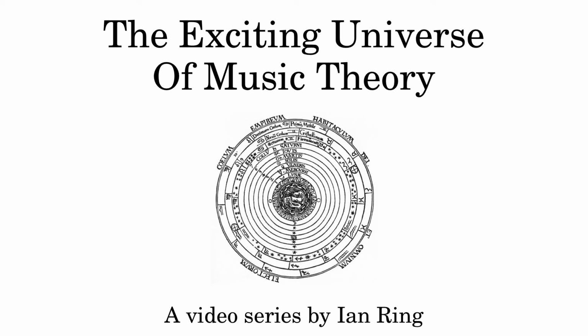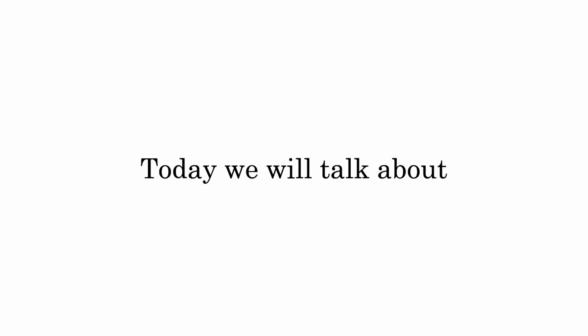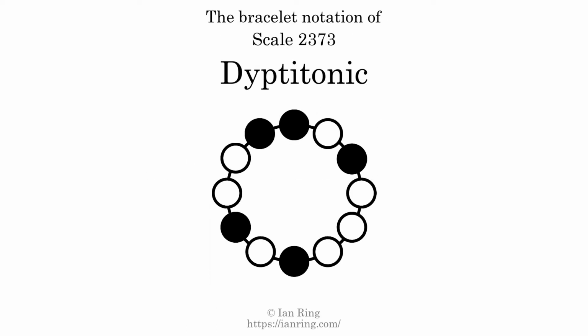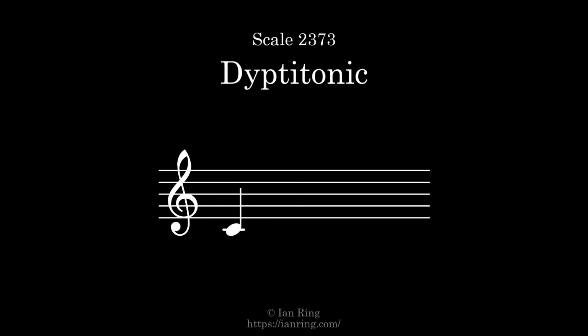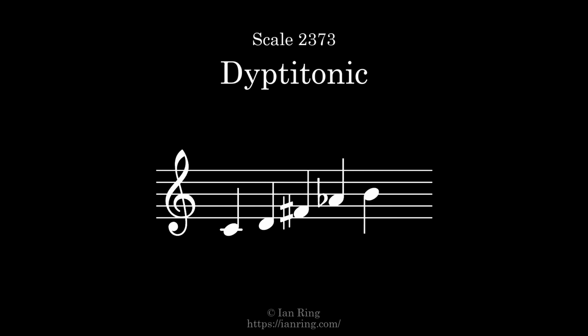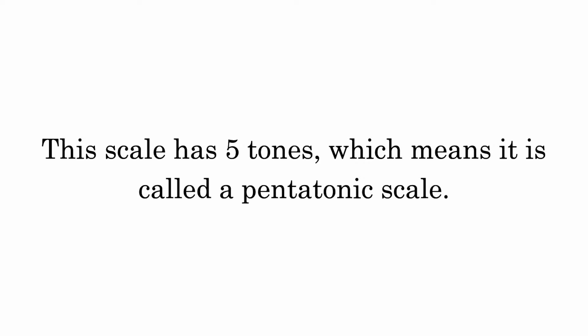Welcome to the exciting universe of music theory. Are you ready to learn? Then let's begin. Today we will talk about scale 2373, Dyptitonic, which sounds like this. This scale has 5 tones, which means it is called a pentatonic scale.